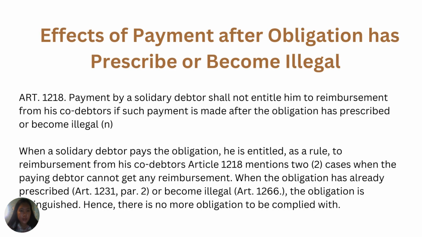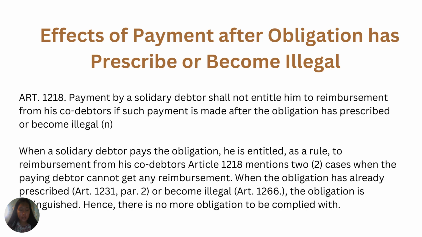Now let's move on to the effects of payment after obligation has prescribed or become illegal. According to Article 1218, payment by a solidary debtor shall not entitle him to a reimbursement from his co-debtors if such payment is made after the obligation has prescribed or become illegal. When a solidary debtor pays the obligation, he is entitled as a rule to reimbursement from his co-debtors. Article 1218 mentions two cases when the paying debtor cannot get any reimbursement.